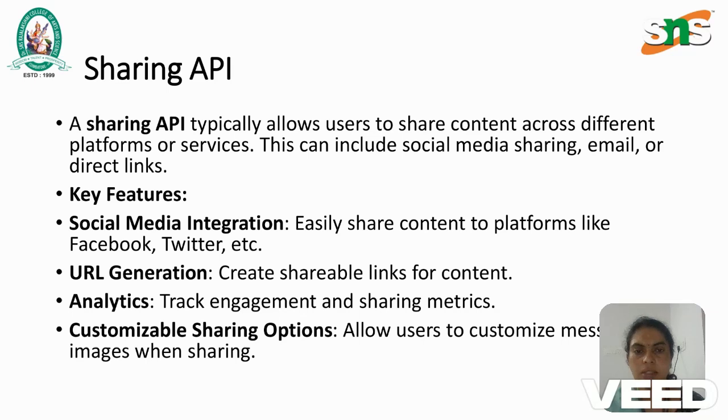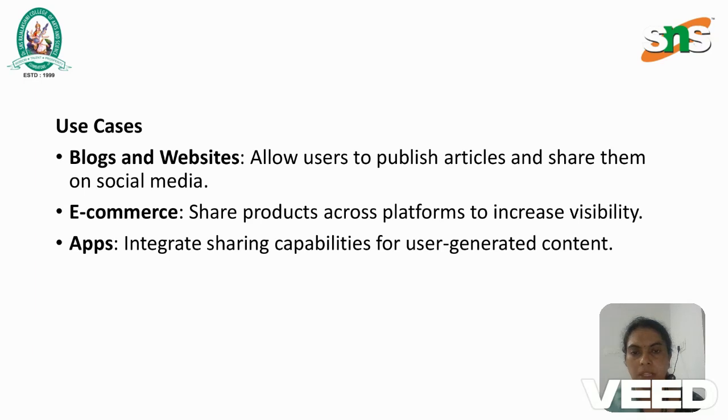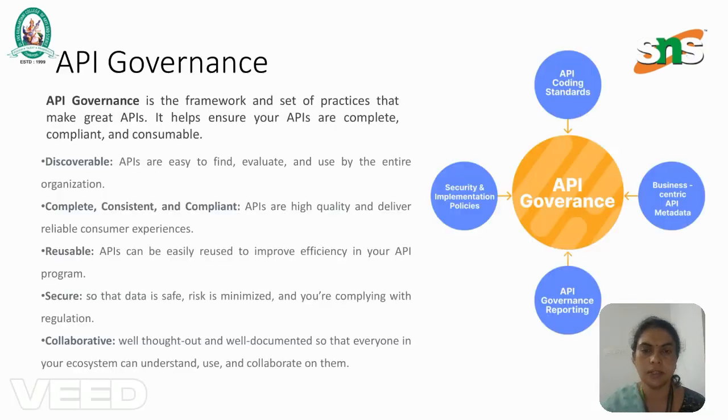A sharing API typically allows users to share content across different platforms or servers. The key features are social media integration, next is URL generation, next is analytics, and next is customizable sharing options. And the use cases are blogs and websites, e-commerce sites, and also applications that have integrated sharing capabilities for user-generated content.